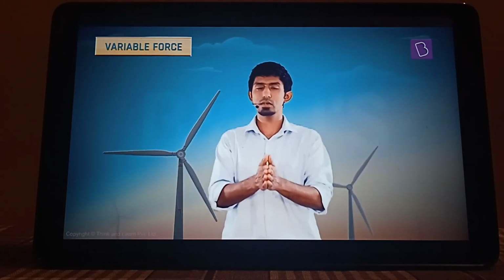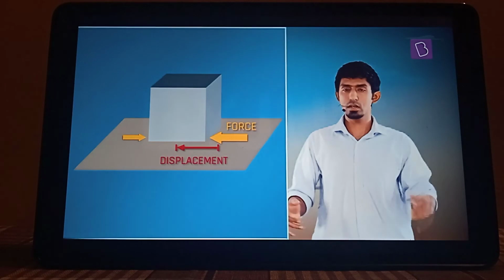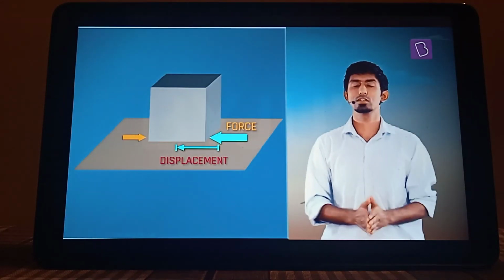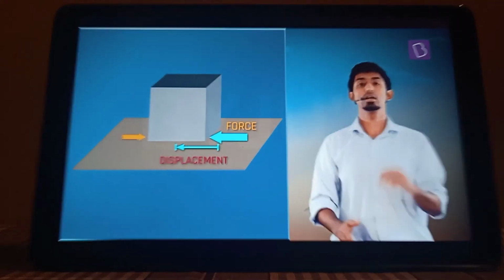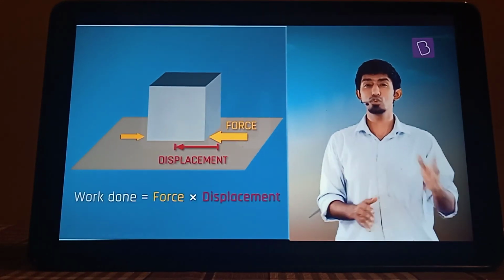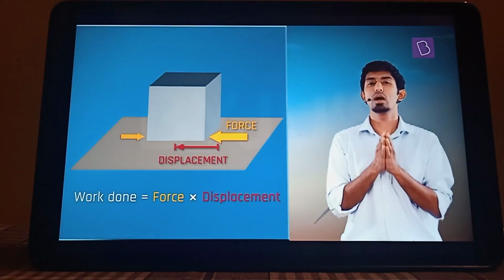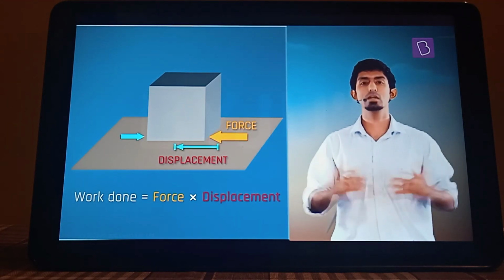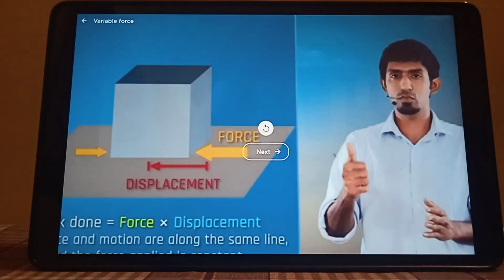So what are we telling you? Let's find the work done for forces and displacements along the same line and for a constant force. When these assumptions hold, the work done is force times displacement. And it's positive if they act in the same direction and negative if the force and displacement are in opposite directions.